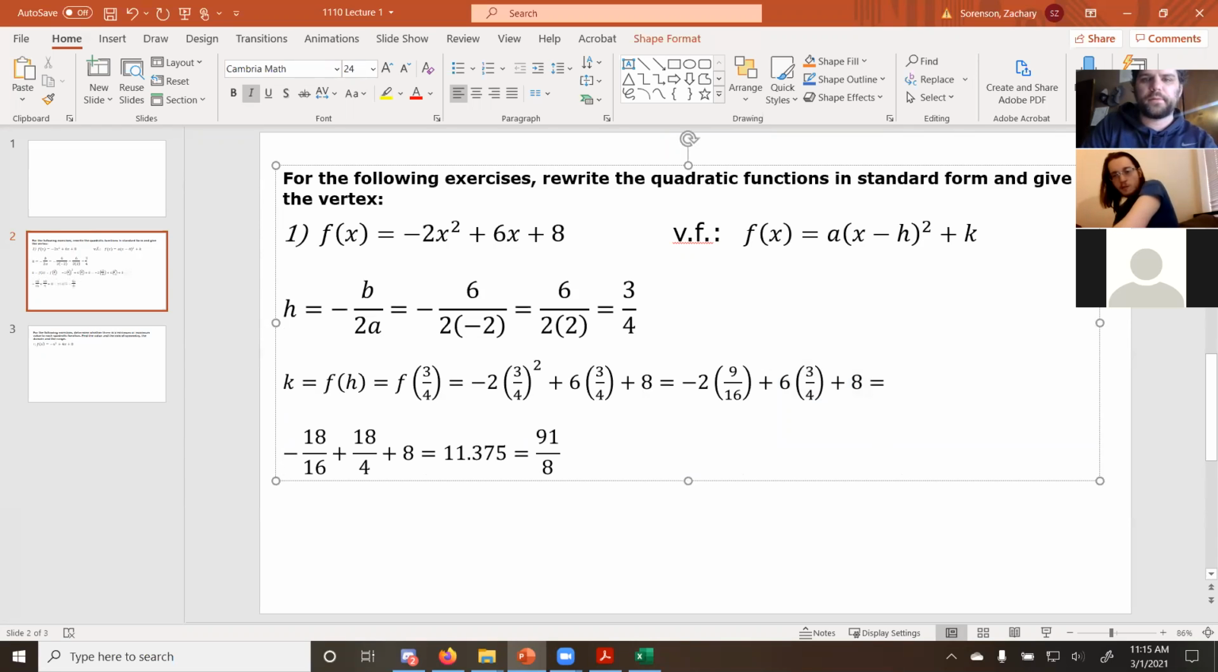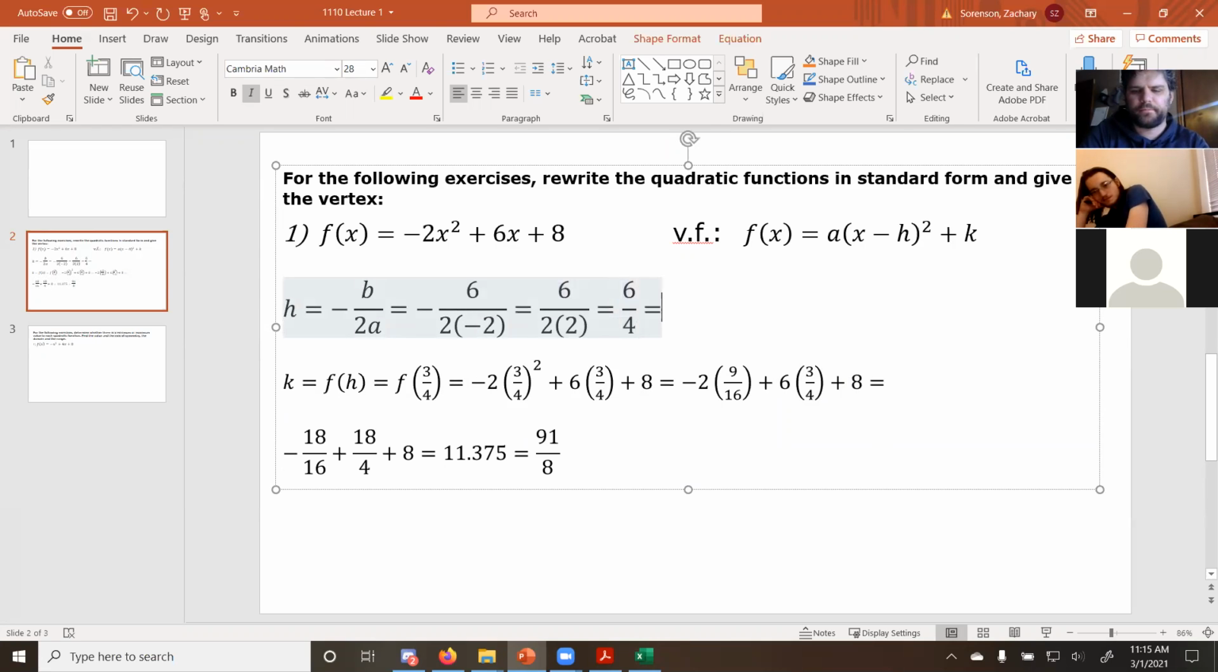I have a question. Sure. Back on when it was h equals, if it was 6 over 4, how did that turn to 3 over 4? Oh my goodness. You're right. Shoot, do I really want to do this whole thing over? I'm going to scrap this problem. We're getting lost. Let's make it easier.